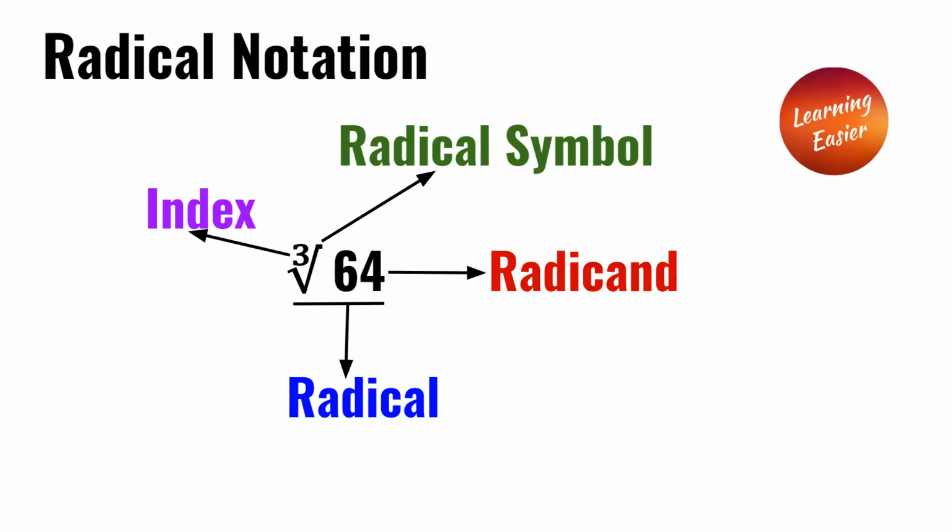Radical notation. Inside the radical symbol is the radicand. Outside the radical symbol is the index. The index is the number that determines what root we're doing. So in this radical, we're doing the cube root of 64. The index, the radical symbol, and the radicand all combined together is the radical.